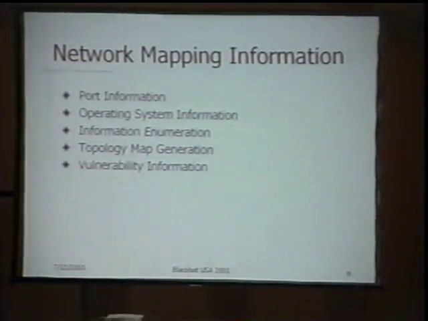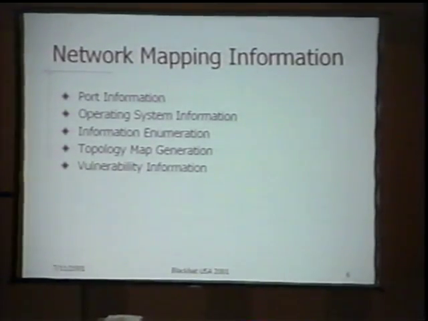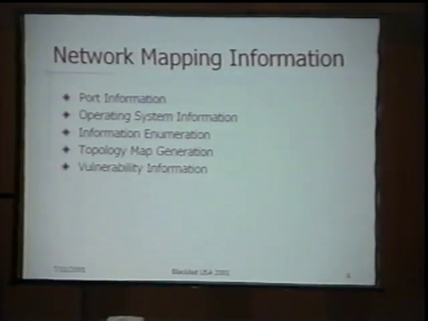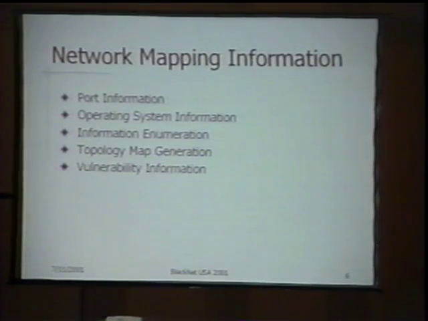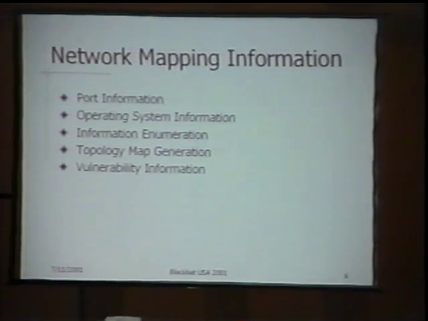Network mapping information that we gather through active and passive techniques includes port information, operating system information, enumeration, topology map generation, and lastly, vulnerability information. I will go over each one in the following slides.